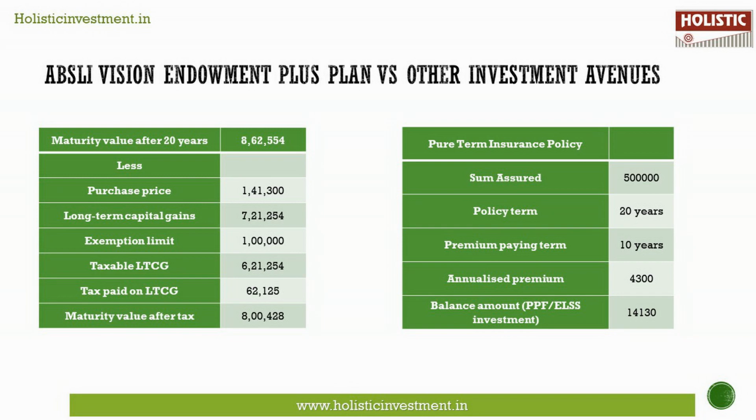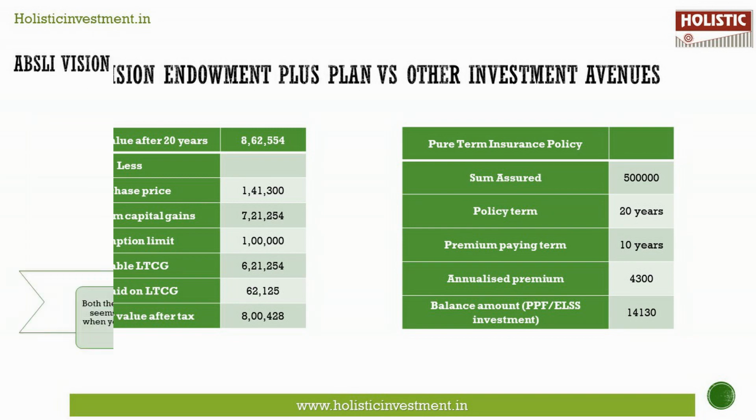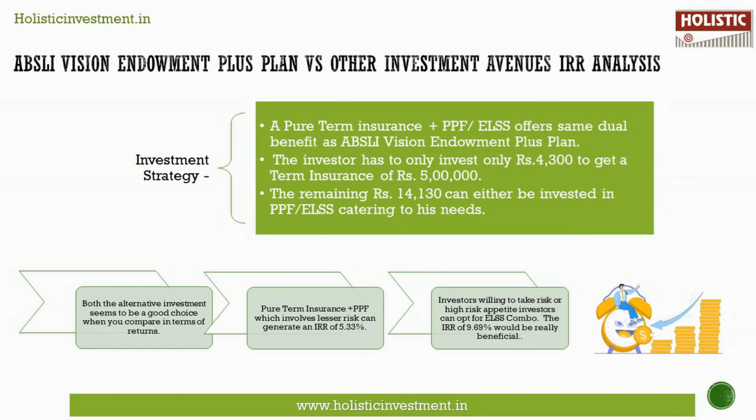Annualized premium is 4,300. The remaining 14,130 can be invested in PPF or ELSS catering to his needs. If you see the investment strategy of alternative investment, an investor who chooses PPF needs to invest for the first 15 years mandatory. But in the illustration, it is only mentioned 10 years. So the thing is, it will get automatically adjusted for the next 5 years in such a way that rupees 500 will be adjusted and invested in the last 5 years.